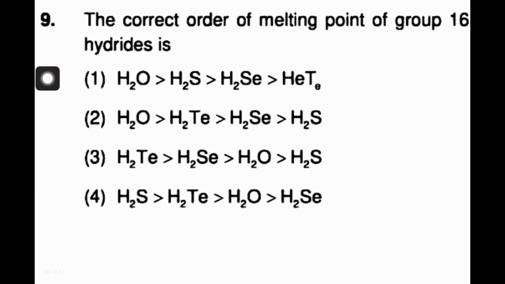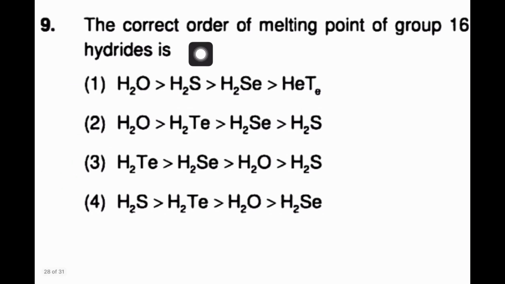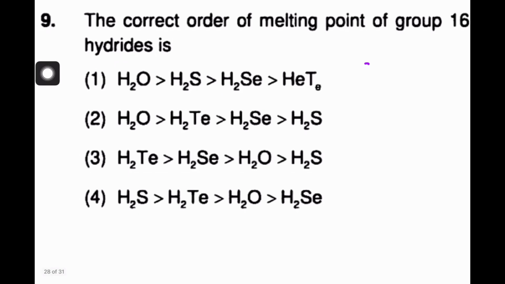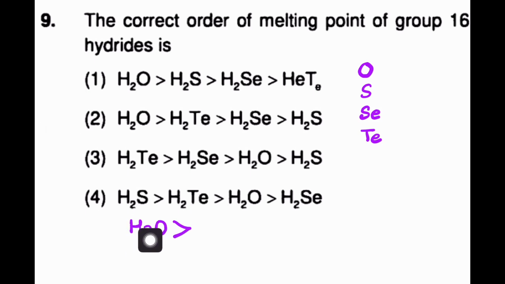Next is the correct order of melting point of group 16 hydride. In group 16 we have elements like oxygen, sulfur, selenium, tellurium, polonium. Their hydrides are H2O, H2S, H2Se, and H2Te. If we see the order of the melting point, H2O has the highest melting point as well as the highest boiling point because of its intermolecular hydrogen bonding, right?